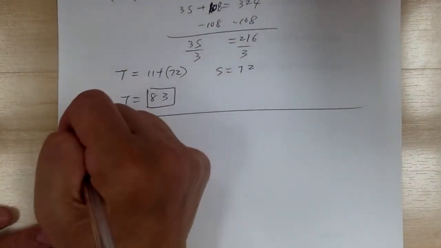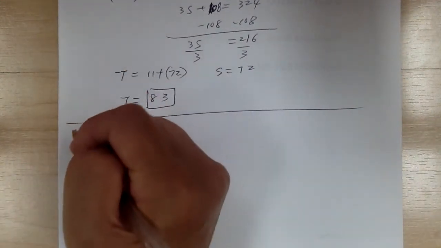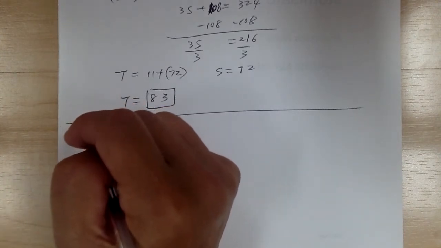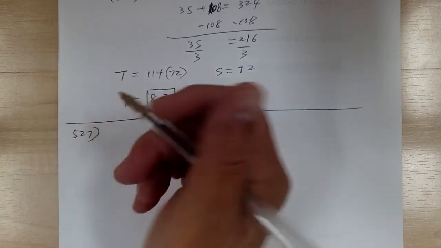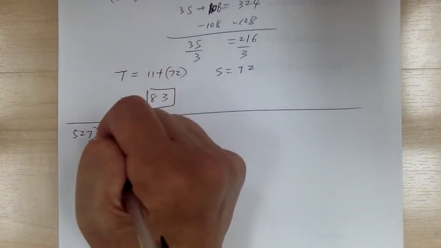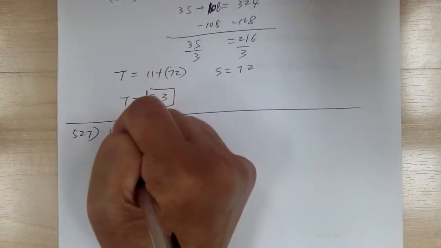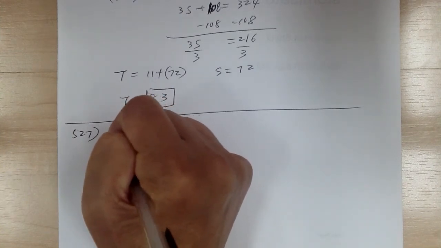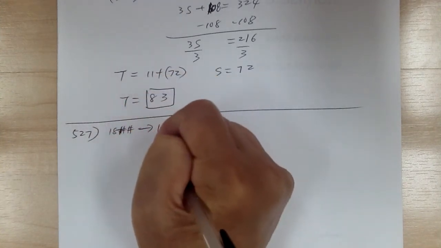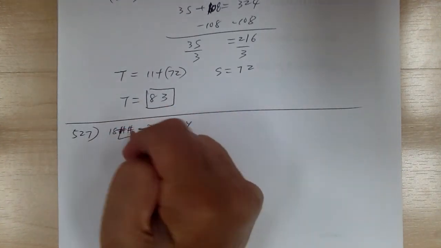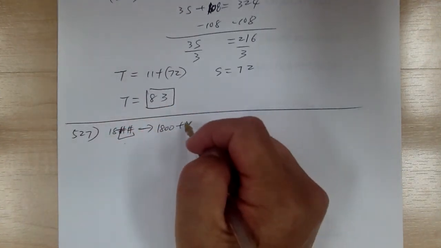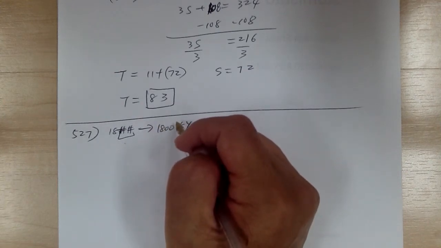Okay, let's go to the next one. It says a man born in the first half of the 19th century. So the 19th century would be 18 something something. So we're going to call that 1800 plus y. So y would be this y over here. So this is the year that the man was born.